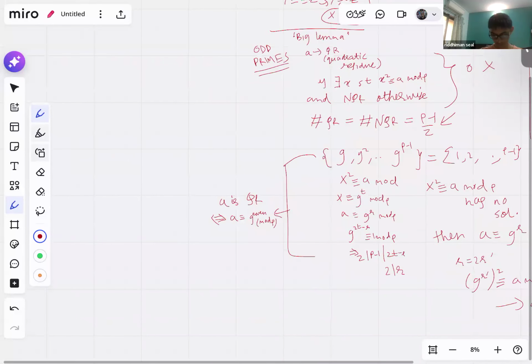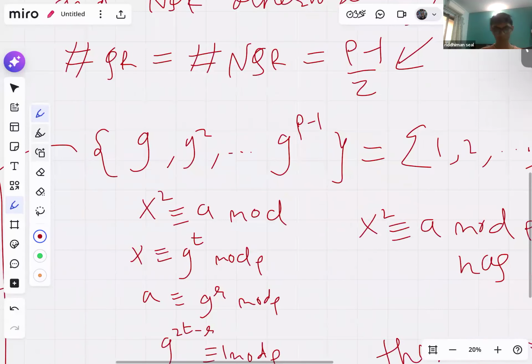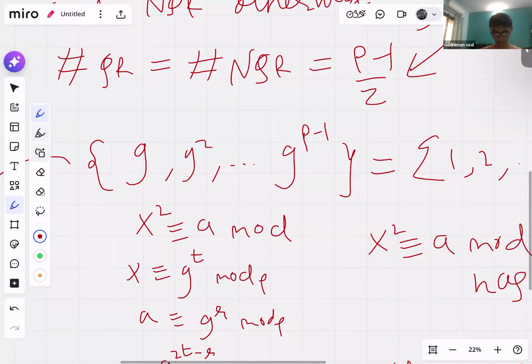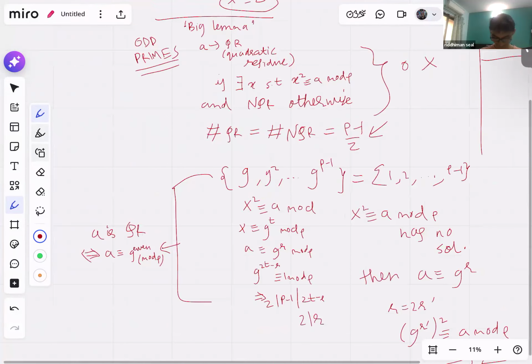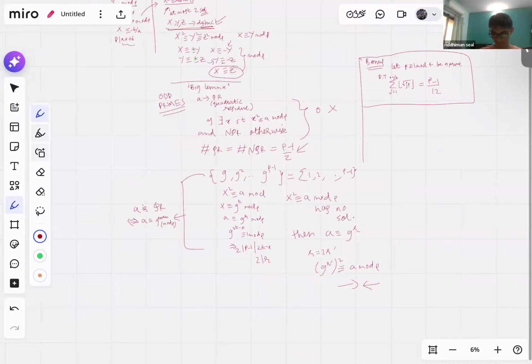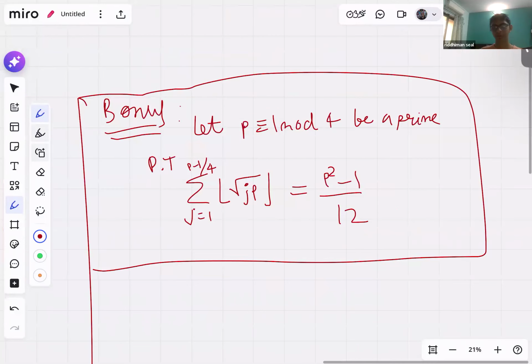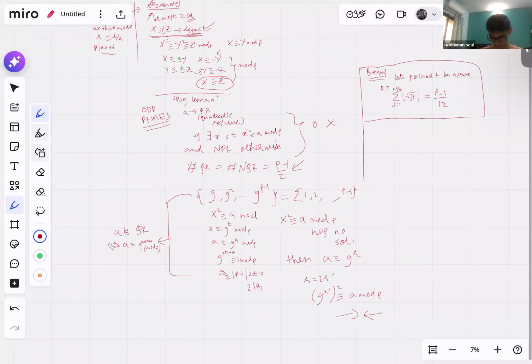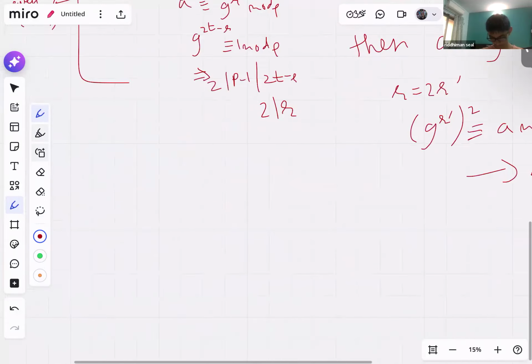Right. And then from there, you can show that the number of indices which are odd is the same as the number of indices which are even. So we are done. Oh, somebody wants to see the bonus now. Here, this is the bonus problem. You can take a screenshot. Okay, I will move on to the other proof.